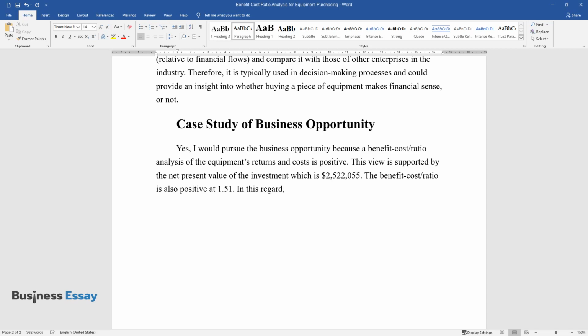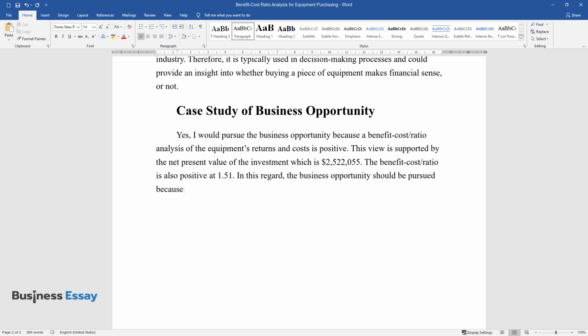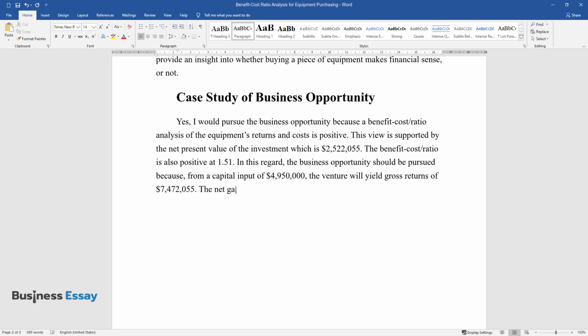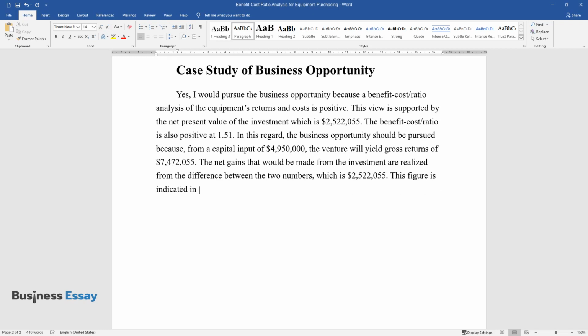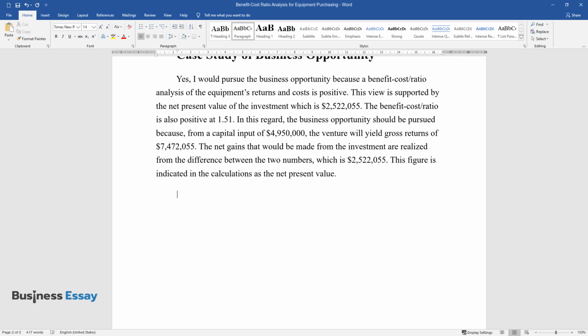In this regard, the business opportunity should be pursued because, from a capital input of $4,950,000, the venture will yield gross returns of $7,472,055. The net gains that would be made from the investment are realized from the difference between the two numbers, which is $2,522,055. This figure is indicated in the calculations as the net present value.